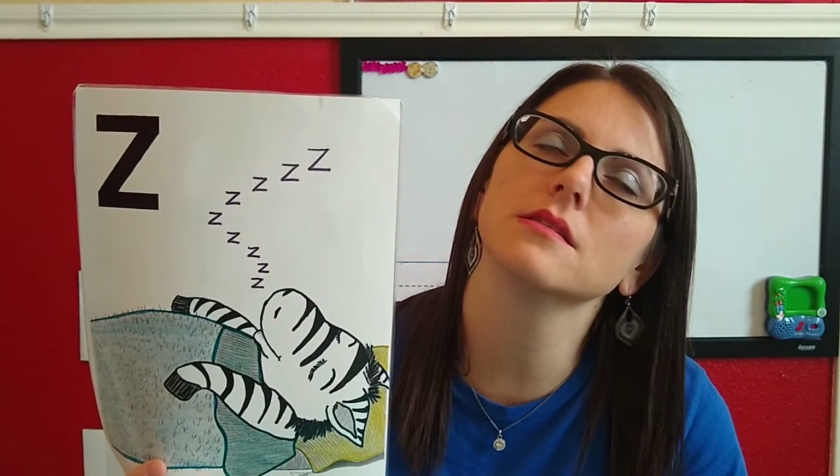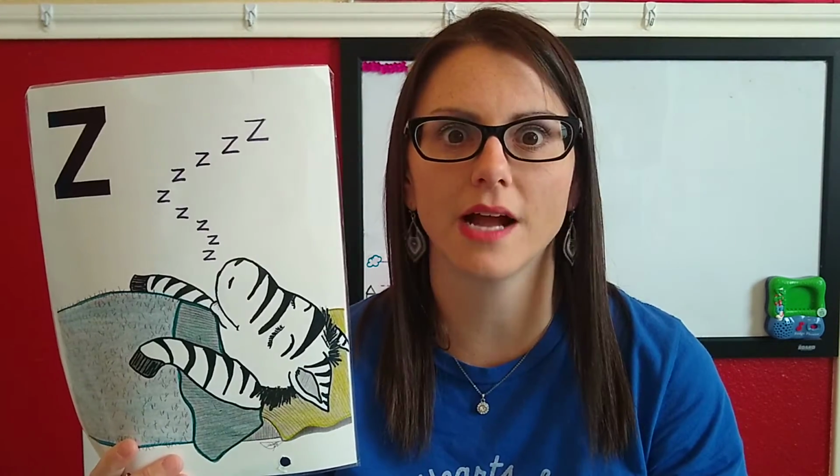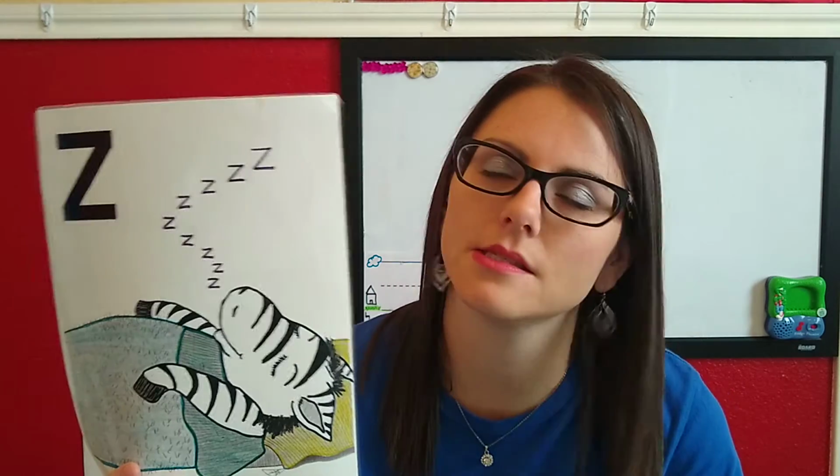And our last letter of the alphabet, which is the letter Z, and that is a zebra, and he's sleeping. So when he sleeps, he's going to say the Z sound for the letter Z. So we're going to pretend we're asleep and doing the Z sound. Z. Can you do that? Close your eyes and make the Z sound. Z. Very good.